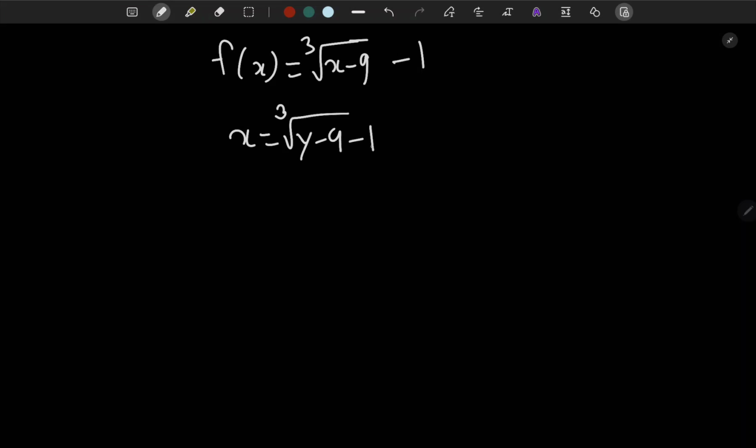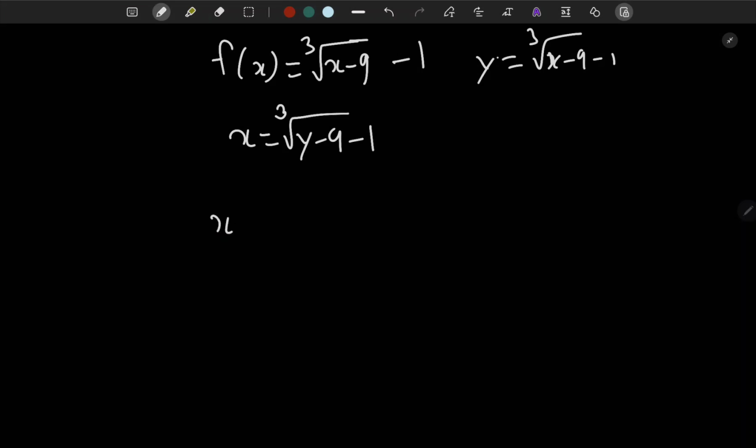So in the next question, it is f of x is equal to the cube root of x minus 9, minus 1. So you can pause the video again and try to do this yourself. I'm just going to skip the first two steps, and I'm going to directly write x is equal to the cube root of y minus 9, minus 1. I mean, you can just substitute f of x with y, and then you substitute y with x and x with y. So now let's bring 1 to the other side.